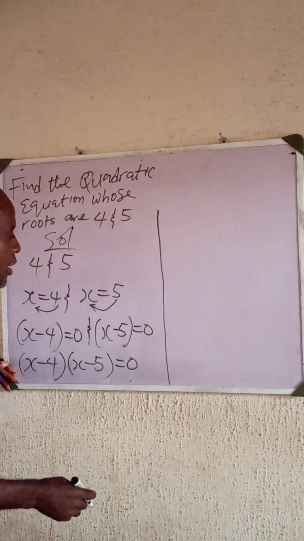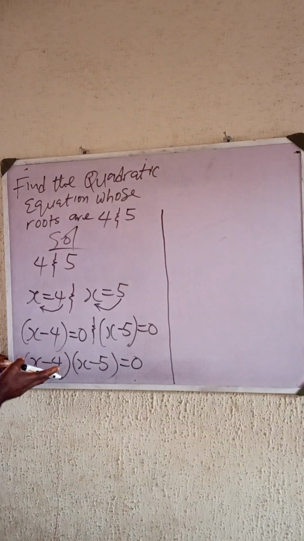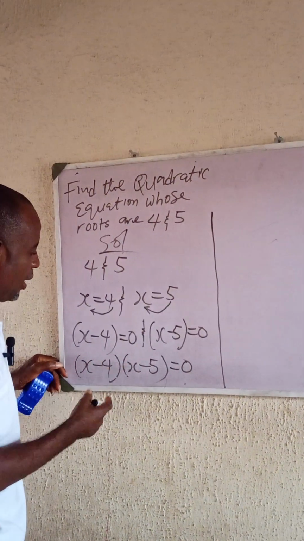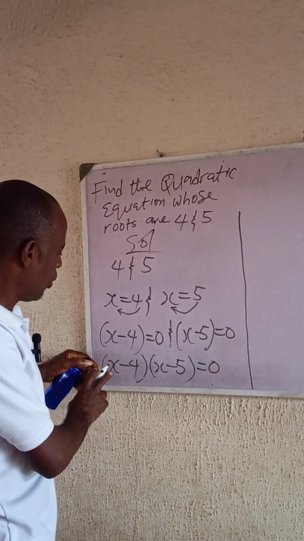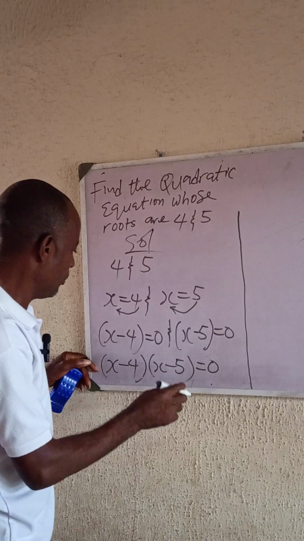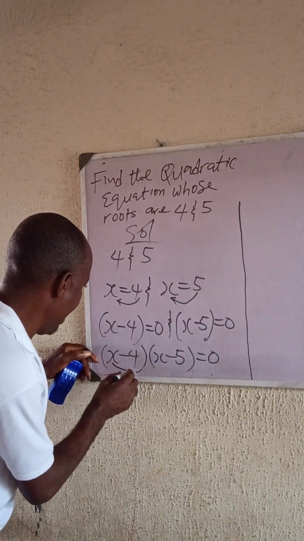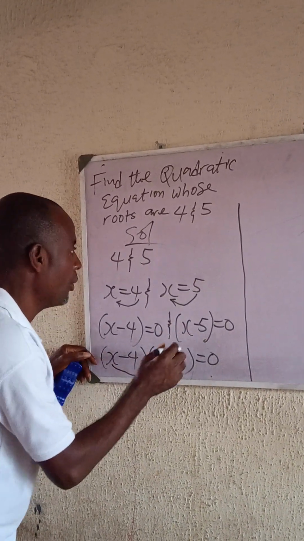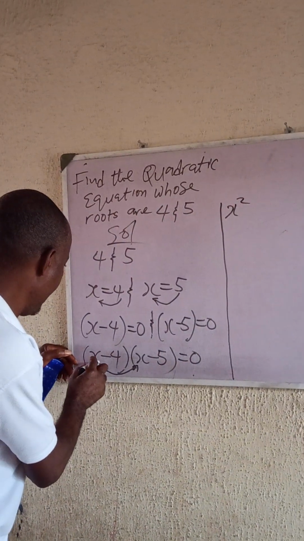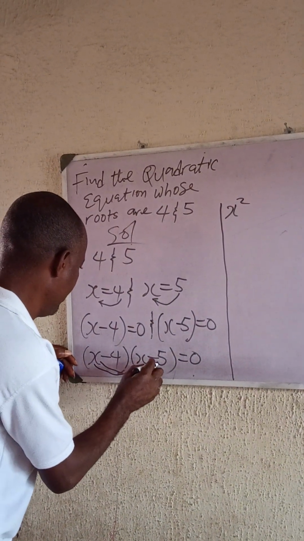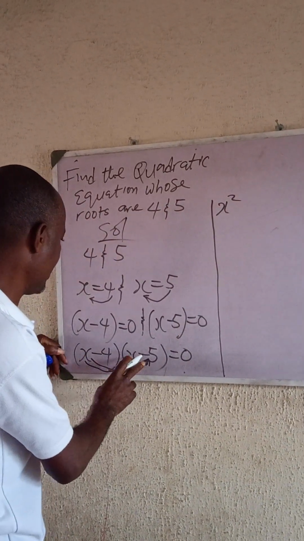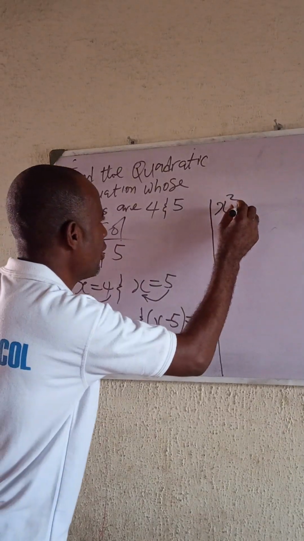The next step is for us to expand these values in this bracket. We have to expand it. By expanding it, we have to multiply everything here with everything here. You understand? So we have x times x, we have x squared. x times minus 5, we have minus 5x.